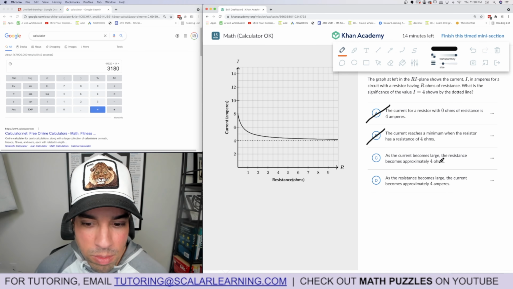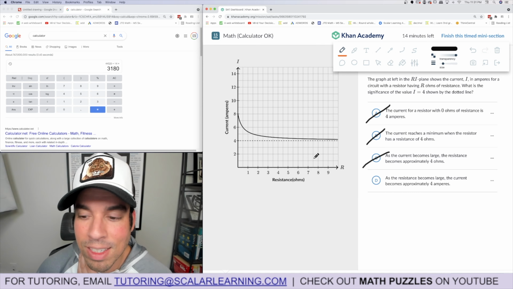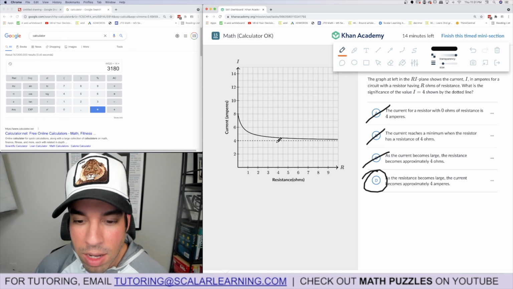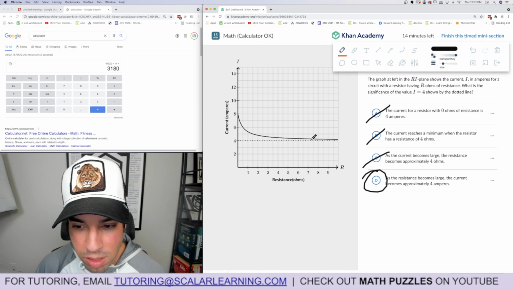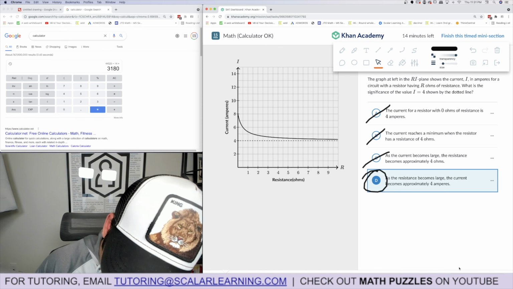As the current becomes large, the resistance becomes, no. As the resistance becomes large, the current becomes approximately 4. Yeah. So it's basically like as the resistance increases, we get to 4 amperes. All right, D is the winner.